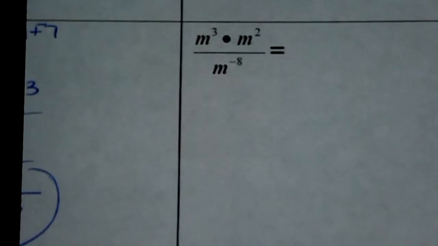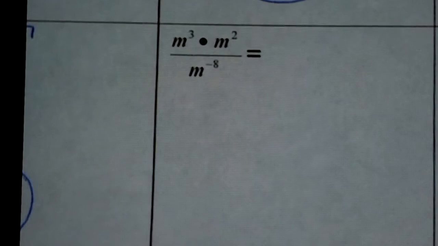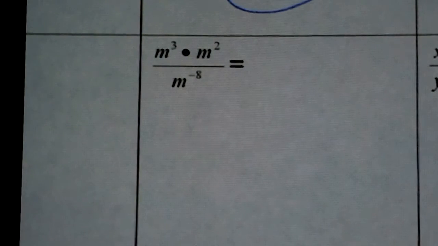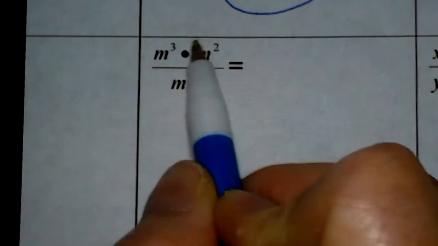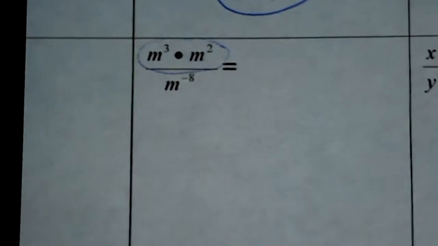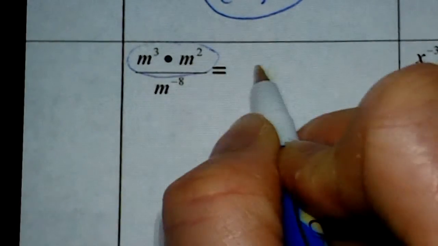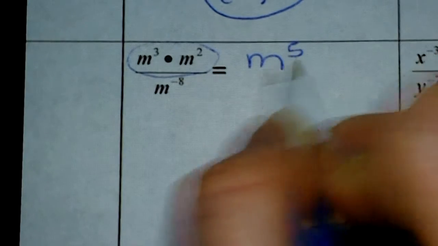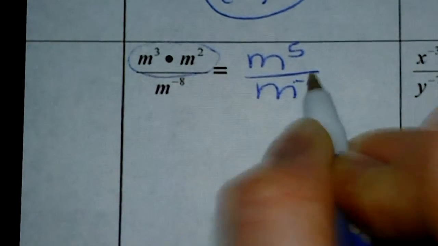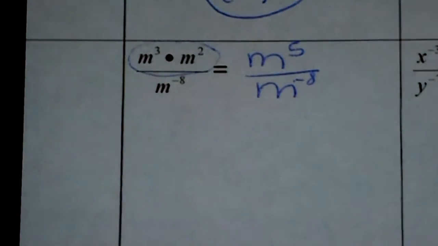Almost there, almost there. Okay, now I see that there's some stuff that needs to be done in the numerator before I can even use my quotient rules. So with this, step 1, I'm going to combine those m's together here. M to the 3rd times m squared. When you are multiplying the same base, bring over the base, add the exponents. There's nothing to do on the bottom yet. So this is m to the 5th over m to the -8th power.